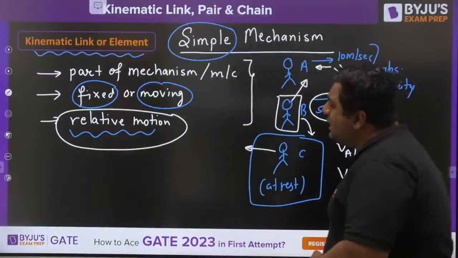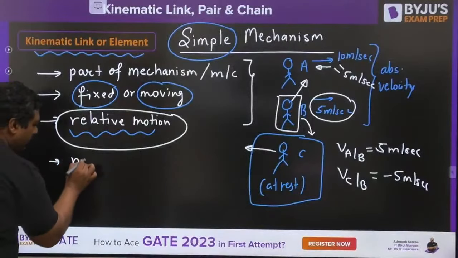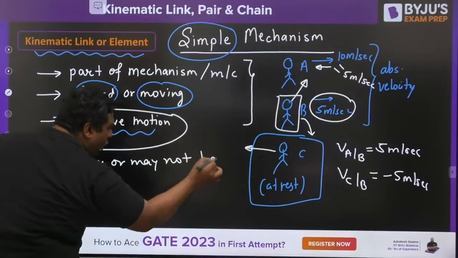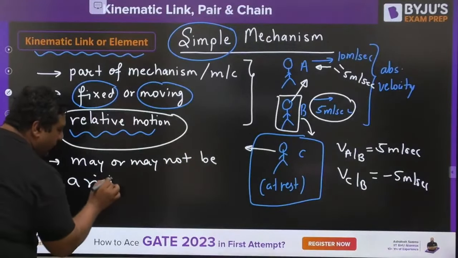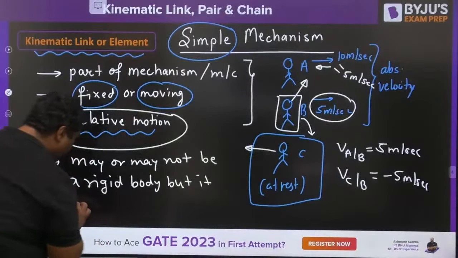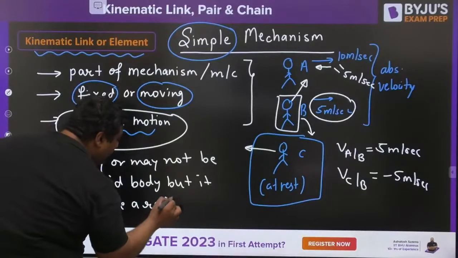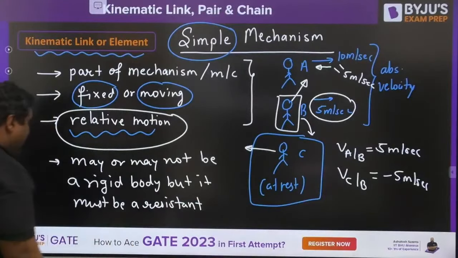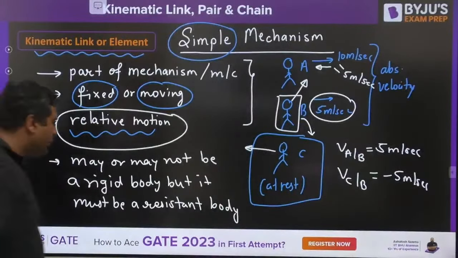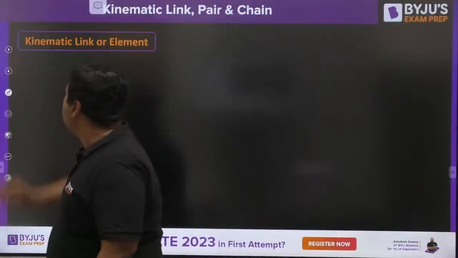Now a very important statement I would like to give here for kinematic link. A link may or may not be a rigid body, but it must be a resistant body. So guys, our target of this series is to make your 2 marks secure. So it should be a resistant body. That is what the definition of kinematic link is. So when we are saying it may or may not be rigid, but it must be a resistant body, for that we need to understand the meaning of rigid body.